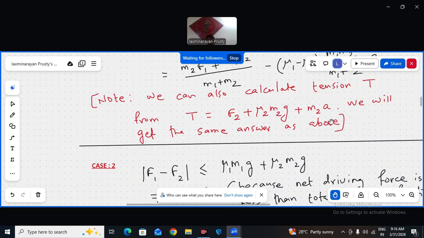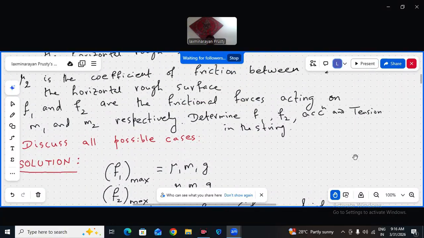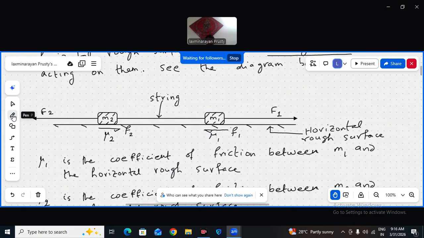So this I did not do much because all of you must be knowing this free body diagram and all this. So this tension, if you mark here also, this is tension, you can solve it. Okay.